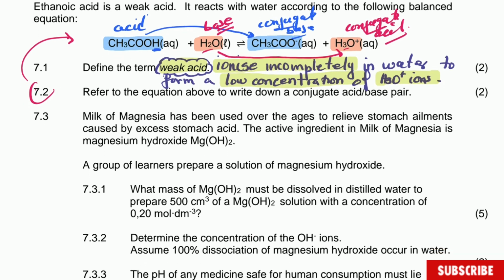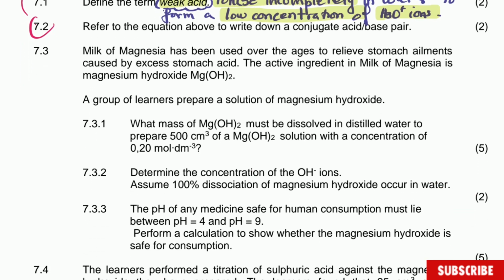Milk of magnesia has been used over the ages to relieve stomach ailments caused by excess stomach acid. The active ingredient of milk of magnesia is magnesium hydroxide, and you have the magnesium hydroxide. This one is a base. Now, question 7.3.1, what mass of magnesium hydroxide must be dissolved in distilled water to prepare 500 cubic centimeter of magnesium hydroxide solution with a concentration of 0.2 mole per cubic decimeter?